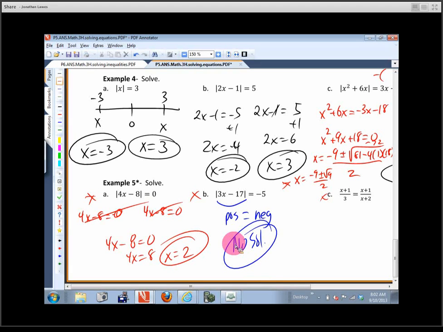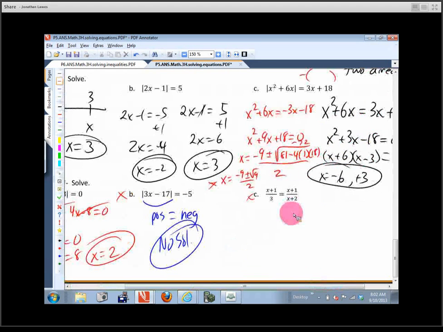Okay? And then I asked you to take a look at this one right here. Now, we could solve this by cross-multiplying and all that sort of stuff. But if you look at it, look at the numerators. Both the numerators are x plus 1. So the numerators are always going to be the same. The only way the two fractions could be equal to each other is if the denominators are the same. So you could just solve this one by setting x plus 2 equal to 3 and then go from there.